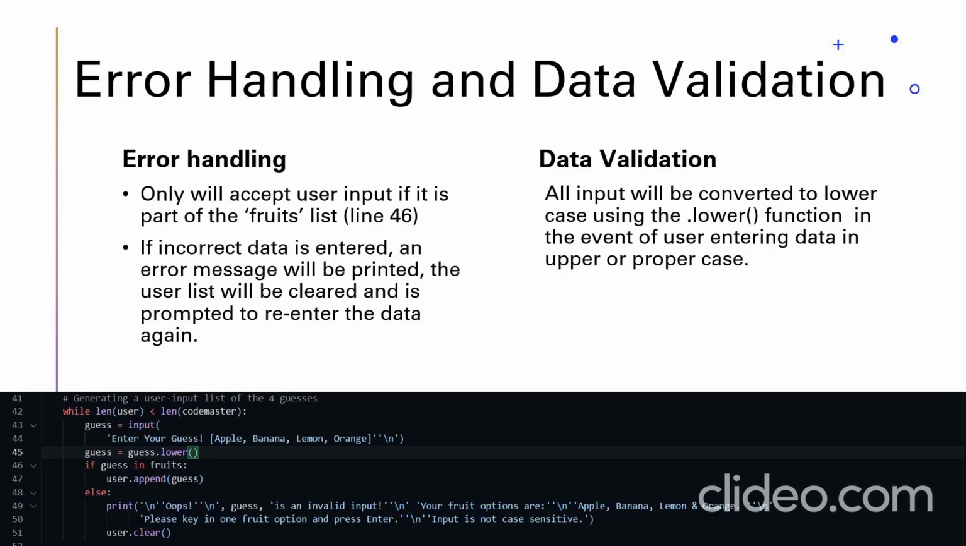Error handling and data validation. The program would only accept user input if it's part of the fruits list shown in line 46. And if incorrect data is entered, an error message will be printed and the user list will be cleared and the user prompted to re-enter the data again. Data validation: all input will be converted to lowercase using the .lower function in the event of the user entering data in different cases. Thank you.